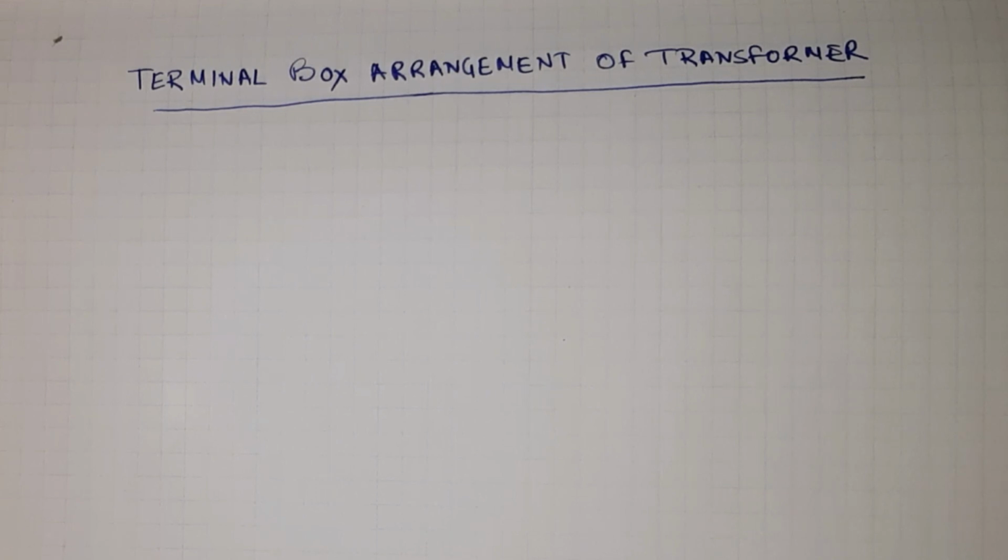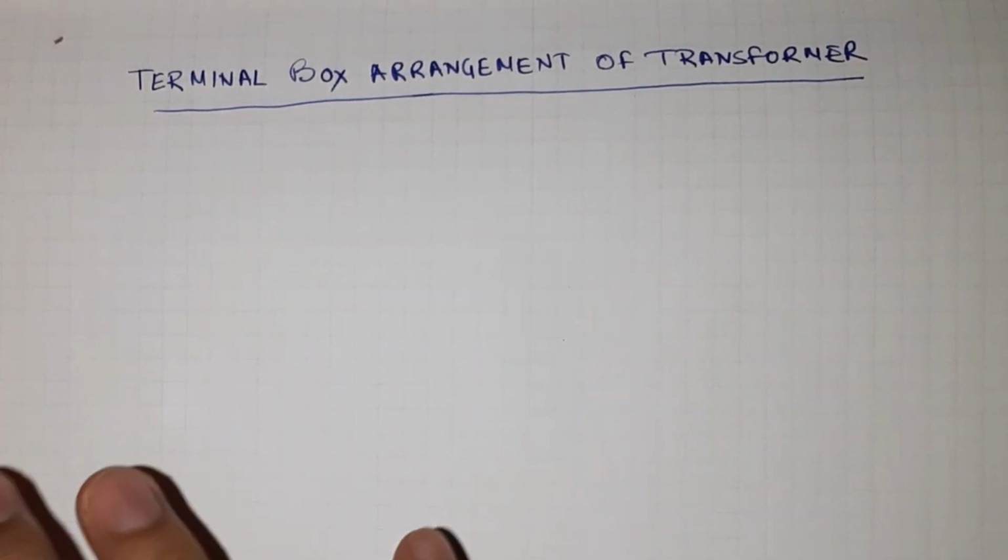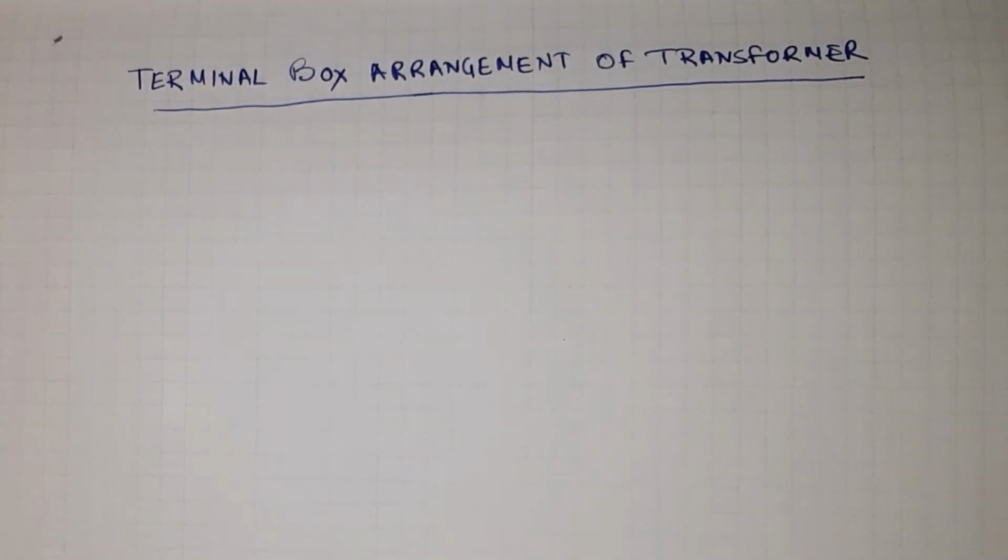So today you can see that our topic is terminal box arrangement of transformer. Some of you might have been very surprised about what the basis of this video is. In this video we will see what the possible terminal box arrangements for a transformer could be, and what their advantages and disadvantages are. Personally, this topic is one of my most favorite topics, so let's begin the video.